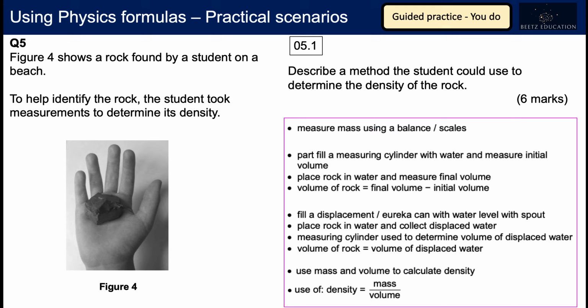And finally, there's just one more example for you there. In this case, it's the density required practical. And I'm not going to talk through the whole method, but hopefully if you pause the video, you'll see that all of these marking points here, they are built around the equation for density and how the different quantities could be measured. And that, again, is a 6-mark question. So we're talking a lot of marks for these.